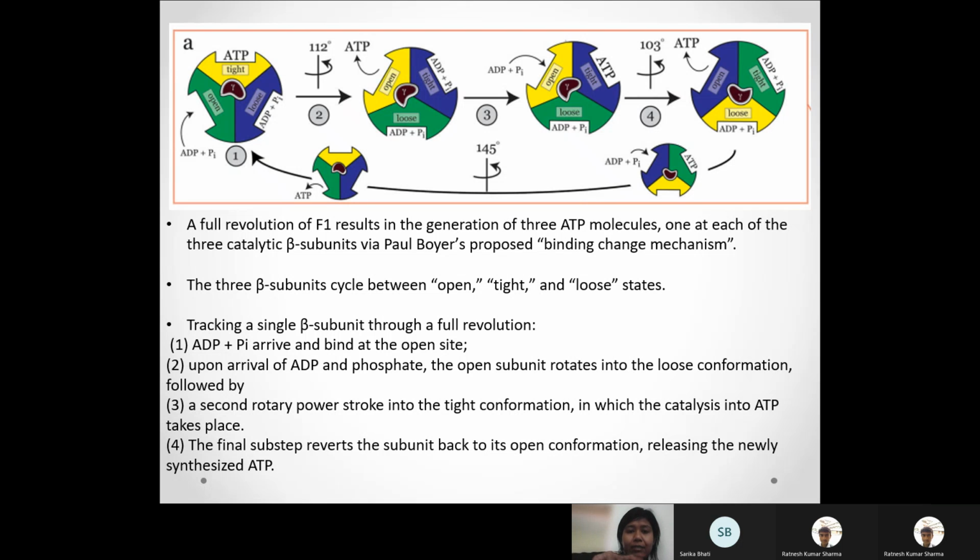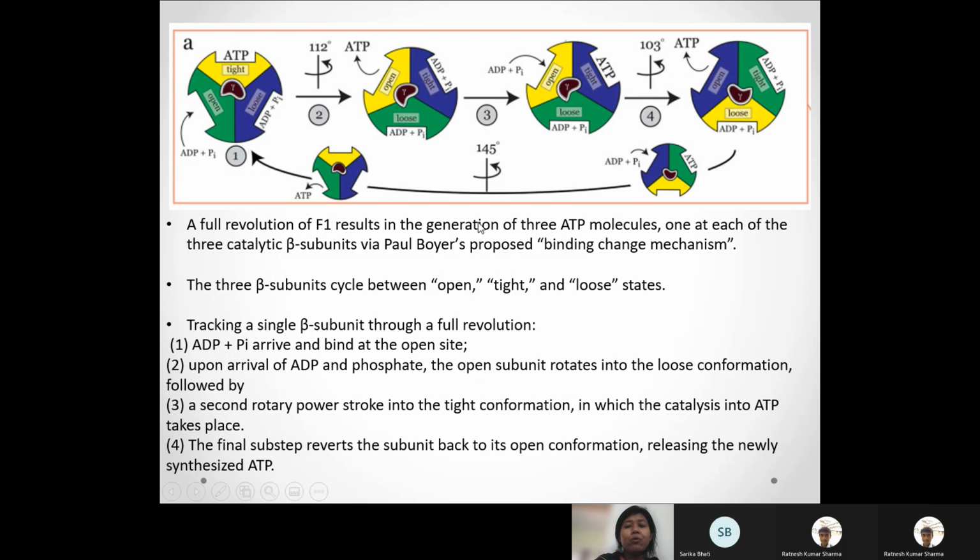So as this gamma rotates, you can see that once there is binding of ADP and PI, the ADP and PI is catalyzed into ATP, and then the ATP is released. So this is what Paul Boyer proposed. He proposed three possible configurational states in which the beta subunit can exist.